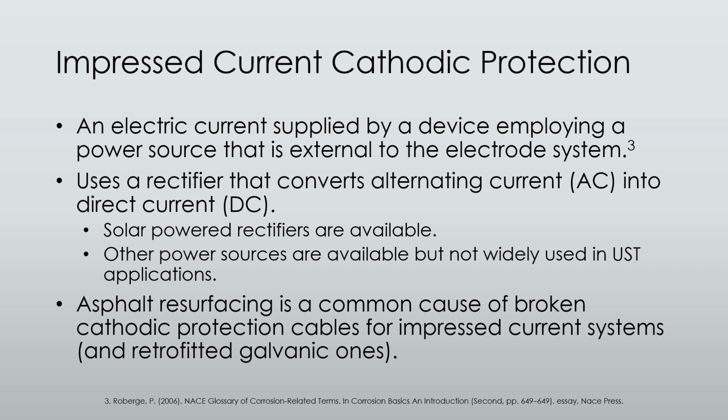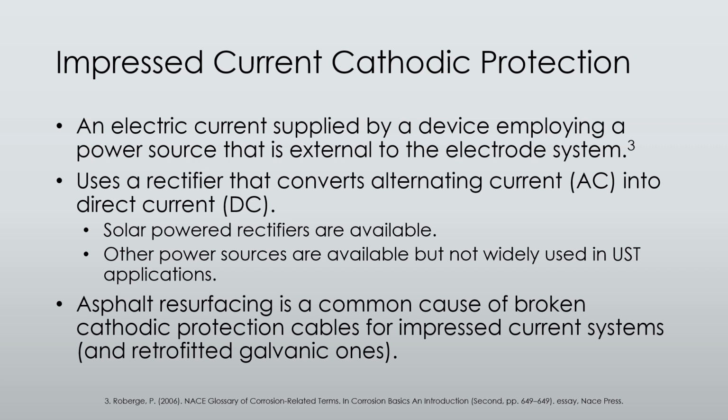So this uses a rectifier that converts alternating current into DC current. You can also have rectifiers that are solar powered. You can use natural gas, or any kind of fuel or energy source that is available. If it's on a pipeline, you can siphon off a little fuel to power a rectifier, but that is not seen in the UST industry since we're just using 120 most of the time. Asphalt resurfacing is a common cause of broken cathodic protection cables for these impressed current systems.